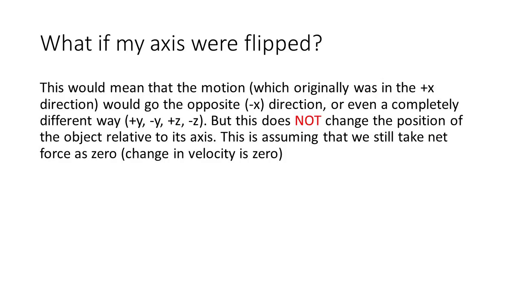What if my axis were flipped? This would mean that the motion, which was originally in the plus x direction, could go to the negative direction, or even maybe a completely different way. But this does not, and I repeat, does not change the position of the object relative to its axis. This is assuming that we still take the net force as 0, that the change in velocity is still 0.